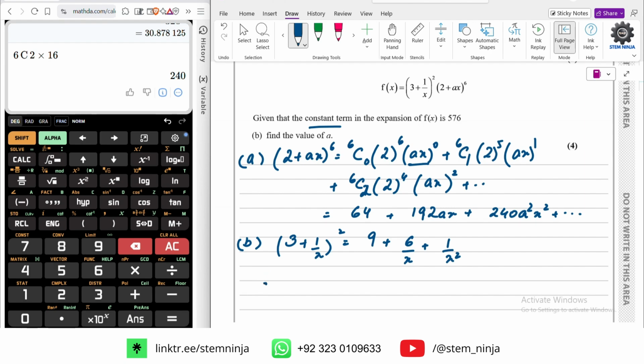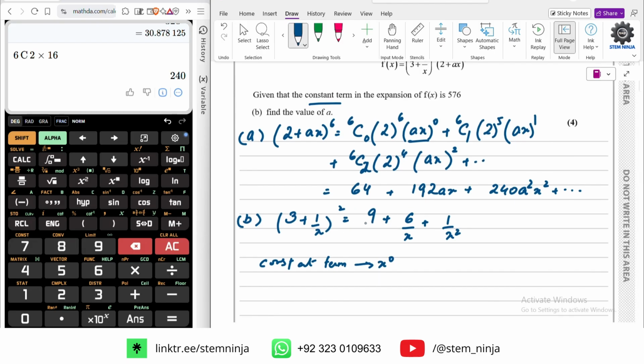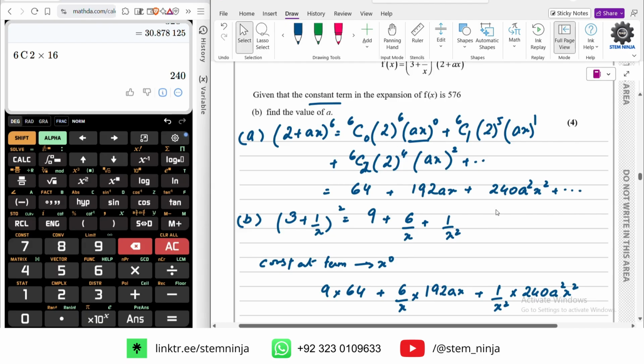So to contribute to a constant term, that means where x is equal to power 0, that would be when 9 is multiplied with 64, and then when 6 over x is multiplied with 192 times ax, so 6 over x times 192ax, and then when 1 over x squared is multiplied with 240a squared x squared. So now we just need to simplify this.